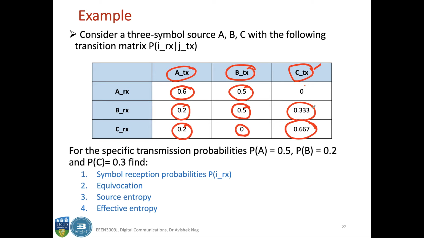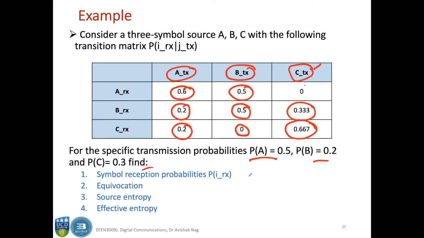Okay, so with this and also this information, the specific transmission probabilities of A, B and C given by 0.5, 0.2 and 0.3, you are asked to find the symbol reception probabilities, the equivocation, the source entropy, and the effective entropy. So you can look into this example and try to match your knowledge about discrete memoryless channels.